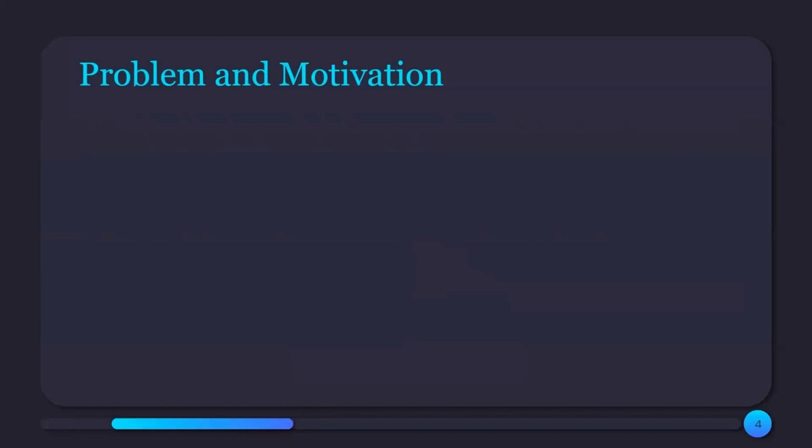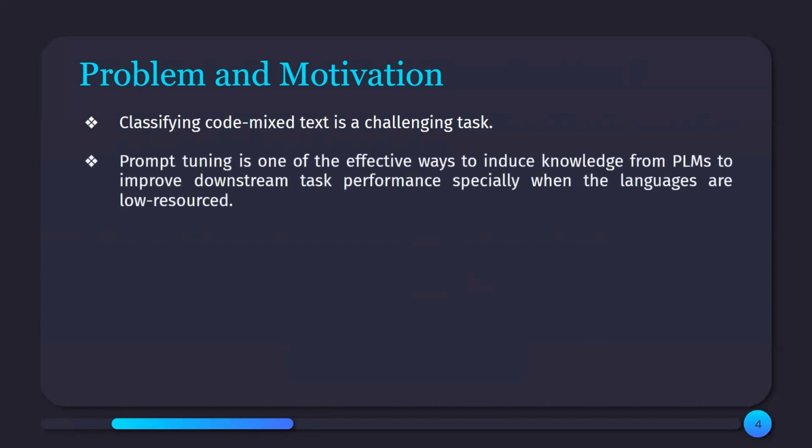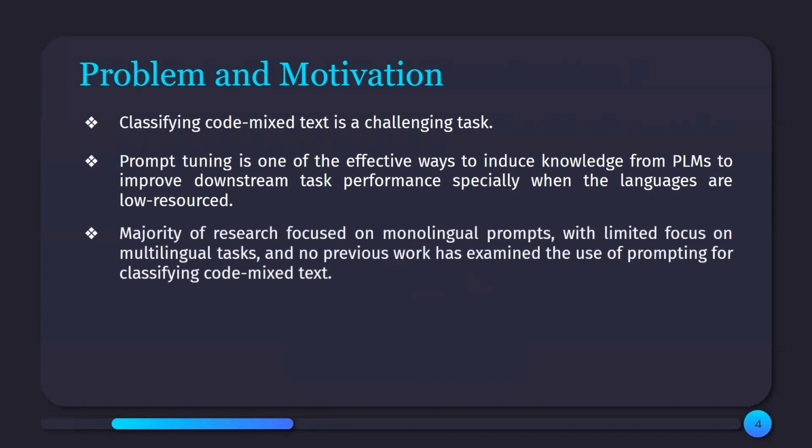Problem and motivation. Classifying code mixed text poses a significant challenge in natural language processing. One effective approach to improve the performance of downstream tasks, especially in low-resource language settings, is prompt tuning. However, most existing research has primarily focused on monolingual prompts, overlooking the specific needs of multilingual tasks. No previous work has explored the use of prompting for classifying code mixed text.